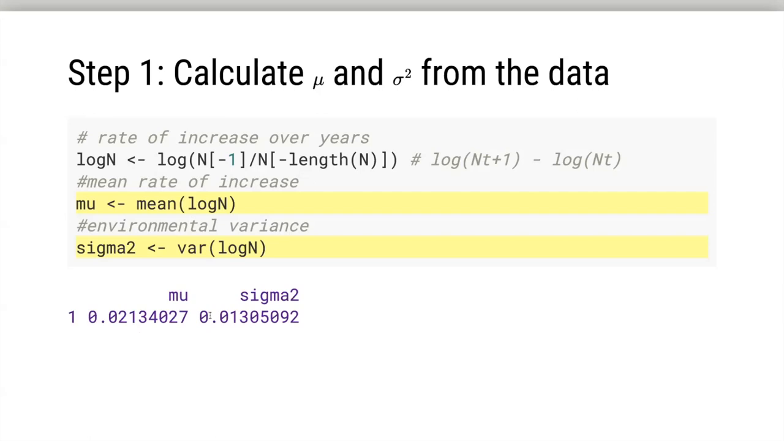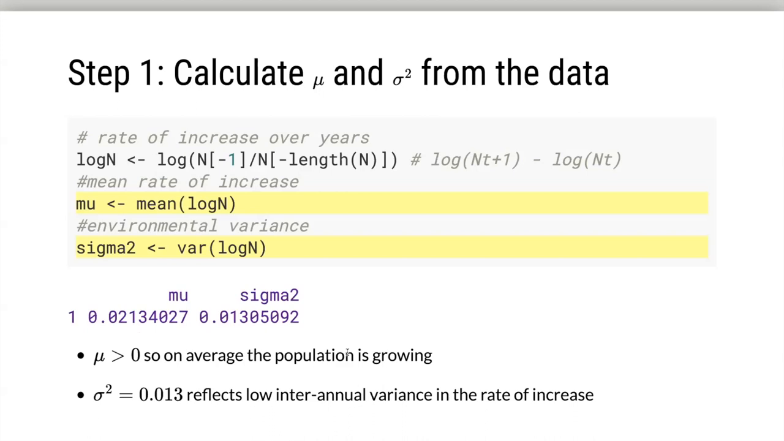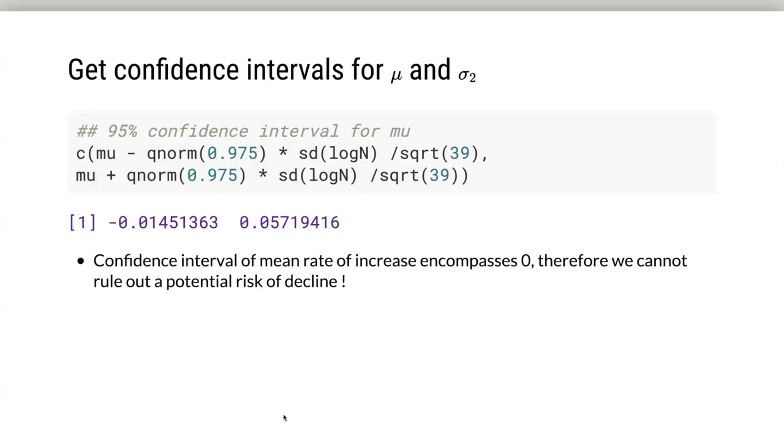So as we said before, mu is positive, so on average the population is growing, but it doesn't rule out potential decline or even extinction because of environmental variance, which in this case is relatively low, 0.013. So let's calculate confidence intervals for mu and sigma.